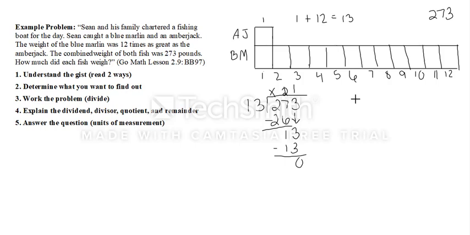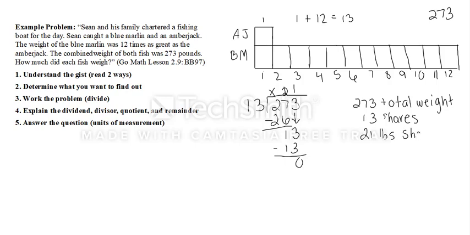Well, this 273 represents the total weight of both fish together. It's their total amount of pounds together. So I'm just going to put total weight. And then this 13, which if I would have just looked at the problem, I would have probably said 12. But the 13 represents the shares. So it's the shares that I'm splitting or divvying up the 273 pounds into. And then this 21 over here, the quotient, represents the pounds, and it's the pounds per share.